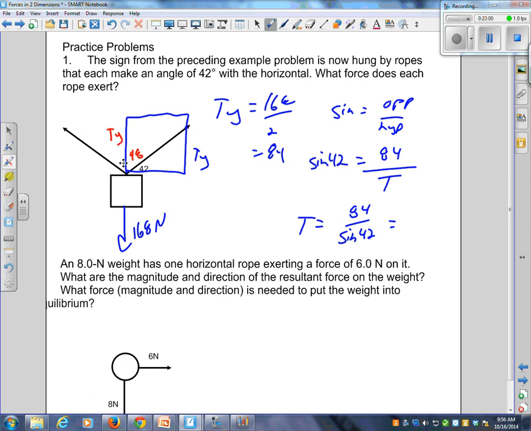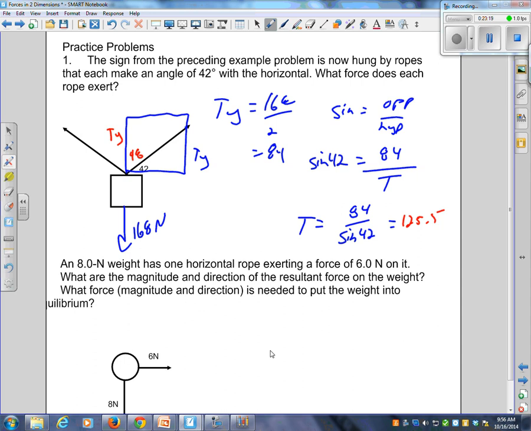Why did you do this? Because some textbooks just do it that way. They say how much it is from the vertical. They usually give you whatever's the smaller angle. I get 125.5.